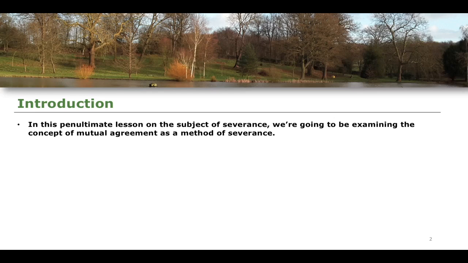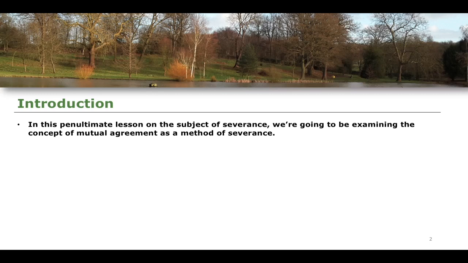The last two main methods of severance are mutual agreement and mutual conduct, with the final one being forfeiture. I forget the name. Basically, where you commit the homicide of an individual, and that has the effect of severance, owing to the fact that you can't benefit from your own crime.